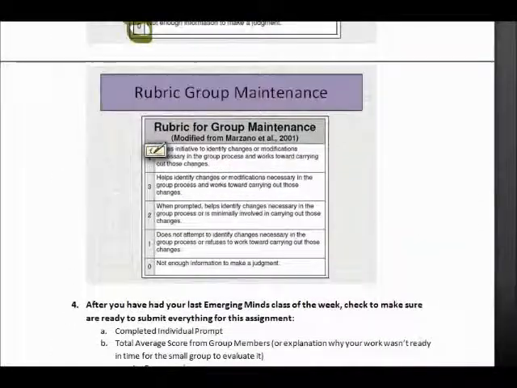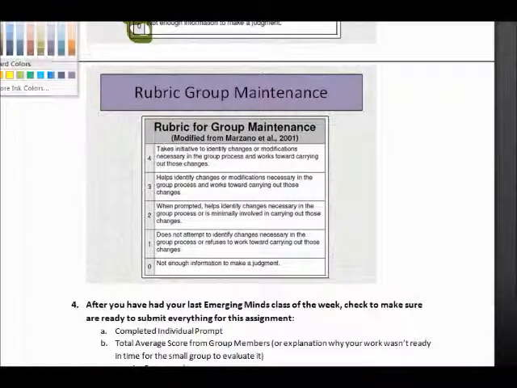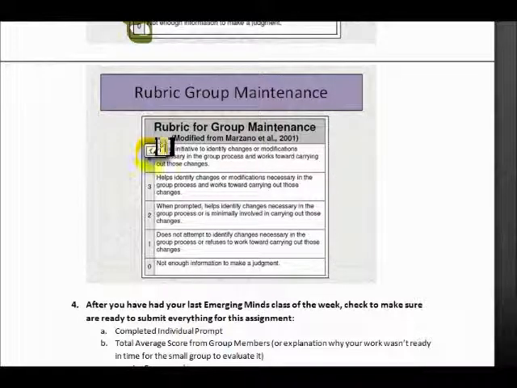Finally, we have our rubric for group maintenance, where we see that the group takes initiative to identify changes or modifications necessary in the group process to work and works towards carrying out the changes. So does your group kind of monitor itself? If your group excels, you yourself included, then you would give a 4. A 3, also still very good here, means that your group identifies changes and modifications and works towards carrying out those changes. So they do what they need to do.